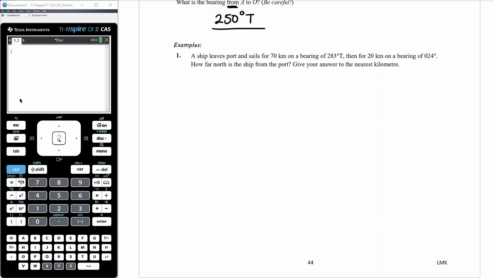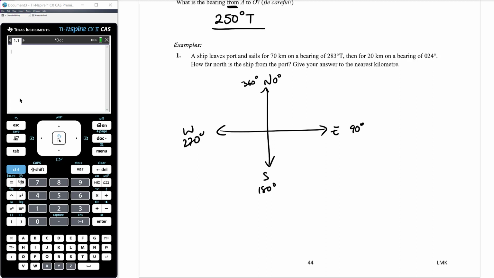Okay, so it's important to have a vague idea of what direction you're heading in with various bearings. So north is obviously a bearing of 0 degrees, or we could talk about 360 degrees. East is a bearing of 90 degrees. South is a bearing of 180 degrees. West is a bearing of 270 degrees. So if you've got a bearing of 283, that's heading out that way. And then a bearing of 24, well, that's going that way. So we're going to go out this way for a bit and then this way for a bit. So get that sense of what's happening.